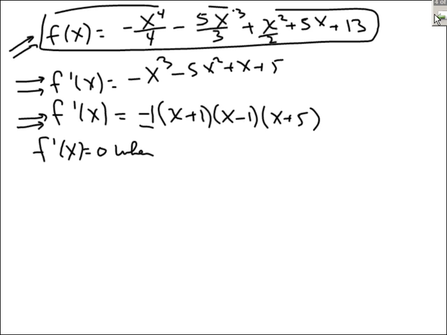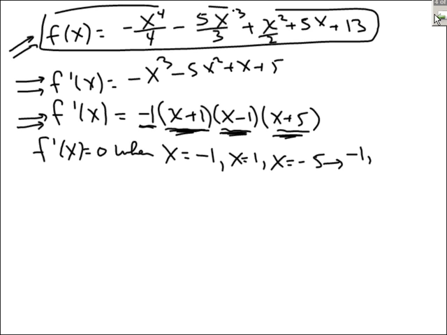So the factors are now underlined. The factors are the things that are being multiplied. Well, the first factor, negative 1, that's never 0. It's always negative 1. The second factor is 0 when x is negative 1. The third factor is 0 when x is 1. The last factor is 0 when x is negative 5. So now I write these three numbers in increasing order, from smallest to largest. There it is.